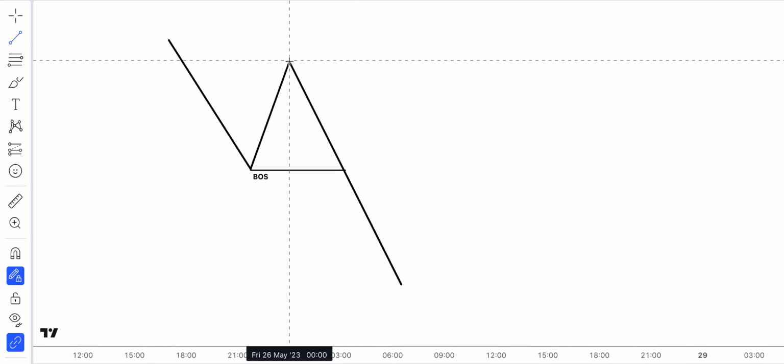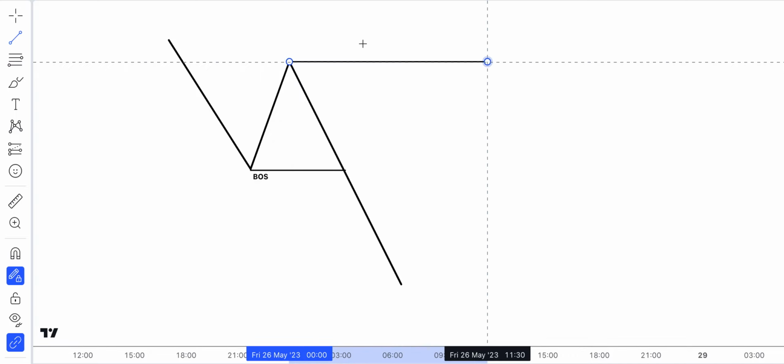We can mark on our invalidation level, our guarded high. Okay. We don't want price to close above here.